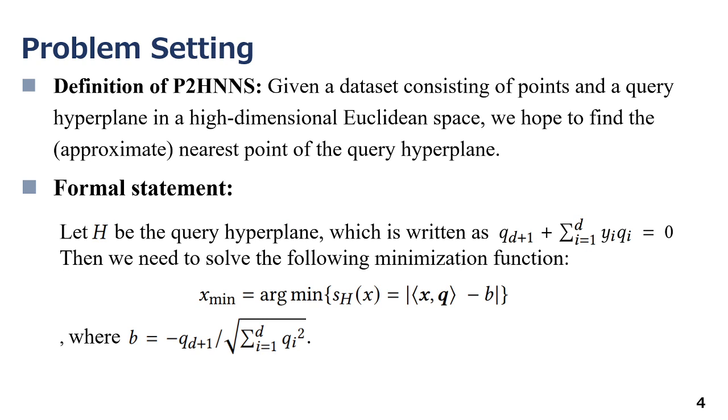The definition of P2HNS is that given a dataset consisting of points and a query hyperplane in a high-dimensional Euclidean space, we hope to find the approximate nearest point of the query hyperplane. More formally, if we use H to denote a hyperplane with such an expression, solving P2HNS is equivalent to solving a minimization function. Here x denotes an arbitrary data point in the dataset.